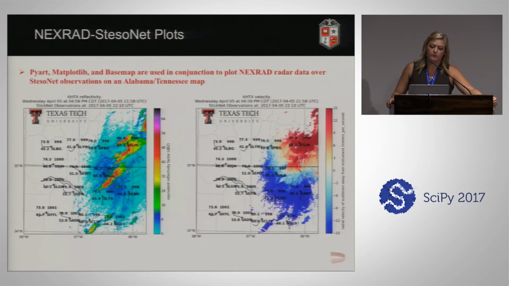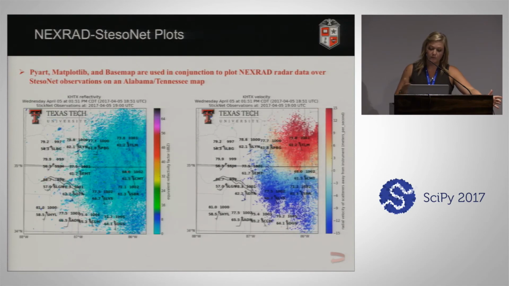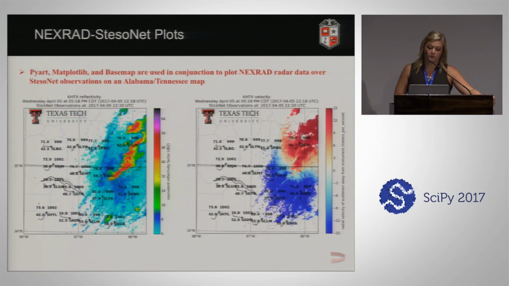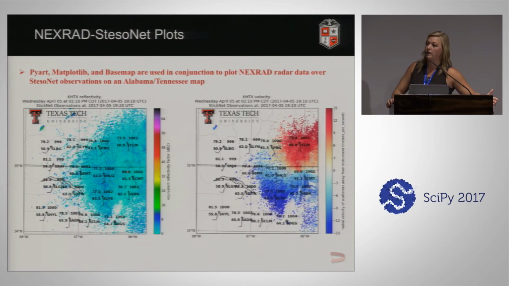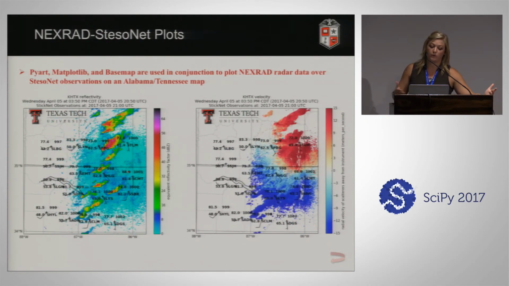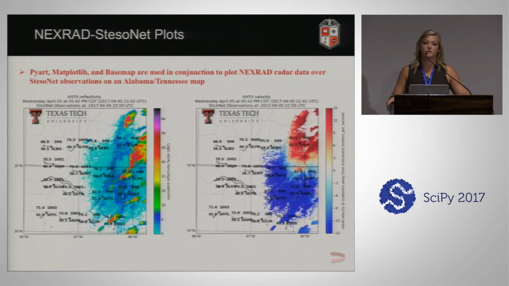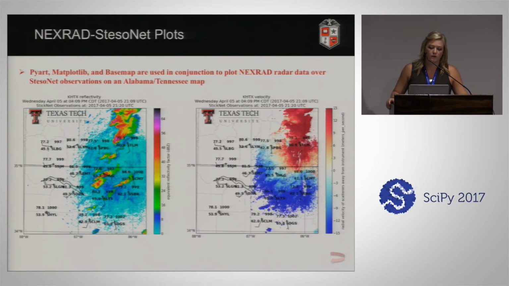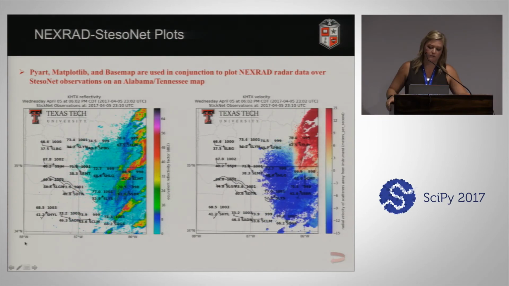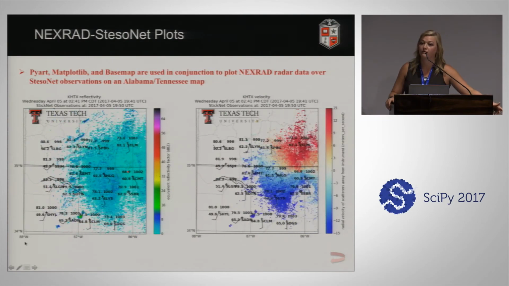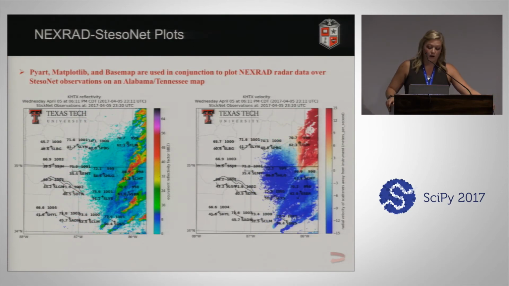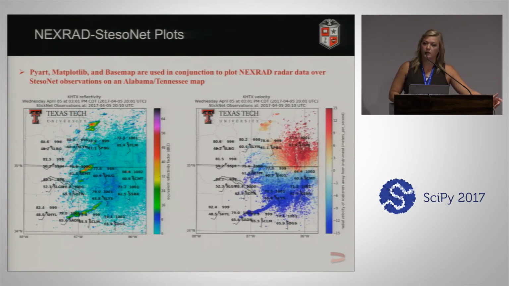But using PyArt, Matplotlib, and basemap, we were able to plot the real-time radar data over our real-time StesoNet observations. So we were pretty happy about that. That helped us with our analysis because we were able to see the mesoscale weather patterns and see what kind of things are happening in the southeast. It's a different area than we're used to working in. On the left, we have a reflectivity plot. On the right, we have a velocity plot, if you're familiar with Doppler radar data. And so simulations like this really helped us out.